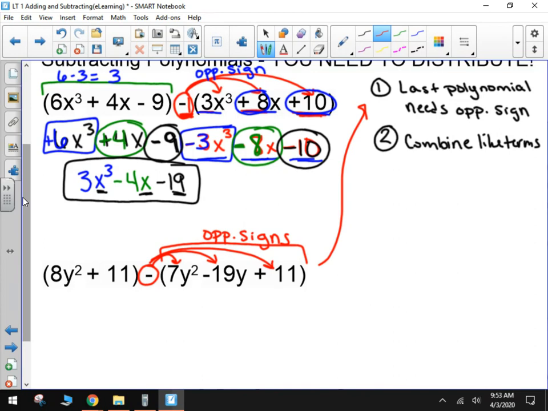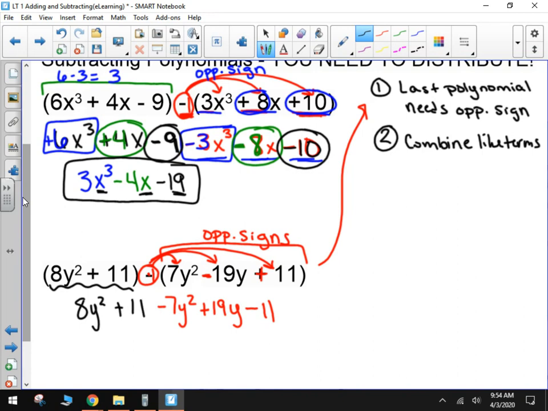So what happens is this is no longer a +7, it becomes a -7y squared. This is no longer going to be a -19. The opposite of a negative is a positive, so it becomes a +19y, and that's because -1 times -19, two negatives make a positive. And then I have +11. The opposite of plus is minus, so I'm going to do -11. Again, that's because a negative times a positive is a negative. And then I just copy down my first polynomial, which is y squared plus 11.